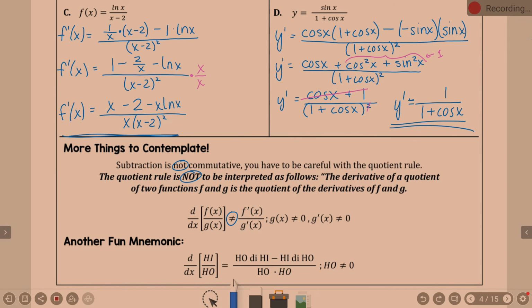Now, this is another fun one thrown in there that I guess someone came up with. I hadn't heard this one before, but instead of high over low, high over ho, so it's ho-de high minus high-de ho over ho-ho, and ho can't equal 0. So, take it or leave it. Wait, could you run that back? What was it again? Ho-de high minus high-de ho. I feel like you could flip that around really easy. I know. You could, yeah.